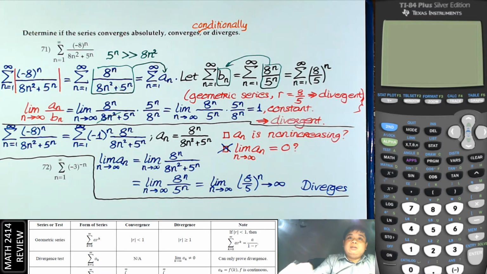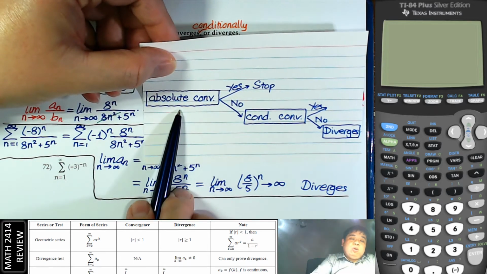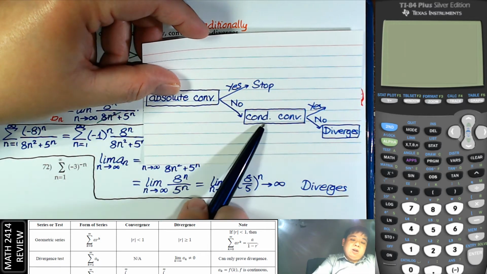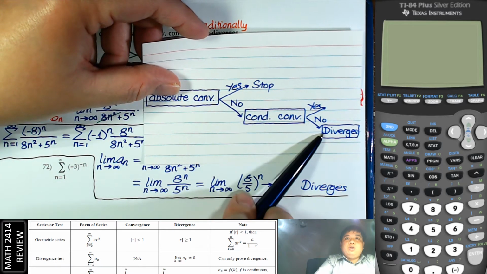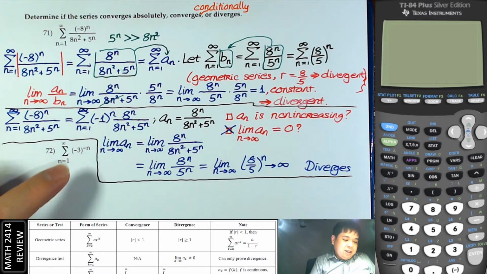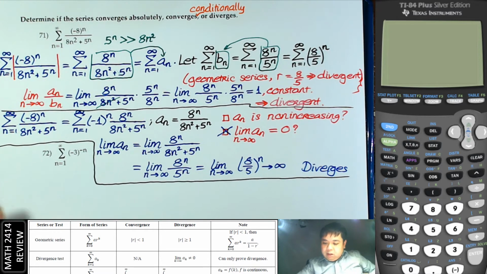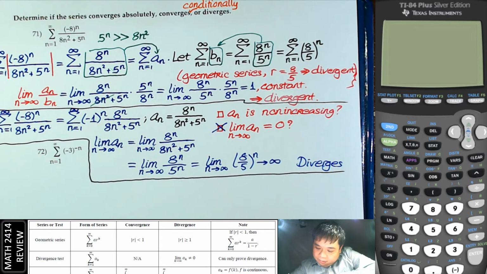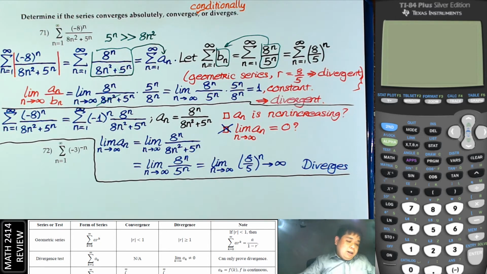Right, let's look at the roadmap again. Absolute convergent is not. Conditional convergent is not. So it's going to be divergent. Right, next. We have that one. Oh, timestamp, sorry. Next we have this one.